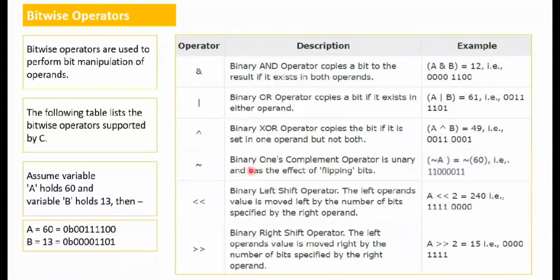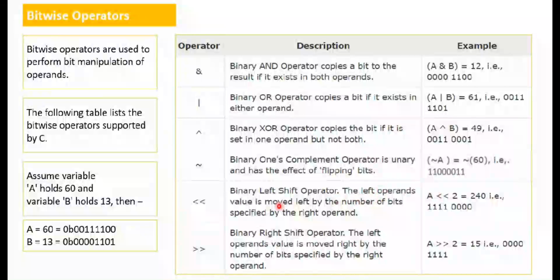Next is binary ones complement operator. So it is unary, that means it only needs a single operand. You can complement A or B, but not both in one statement. So if complementing A, that means replacing all ones in A by 0, we'll get 1 1 0 0 0 0 1 1.